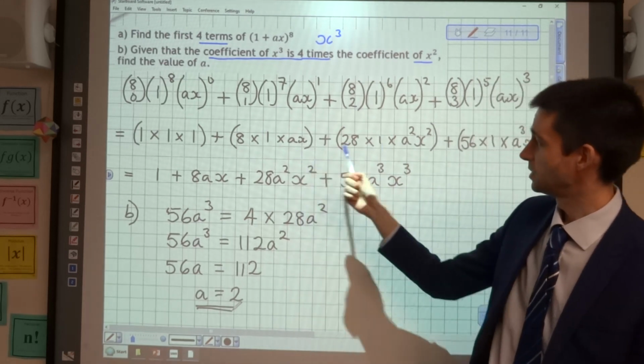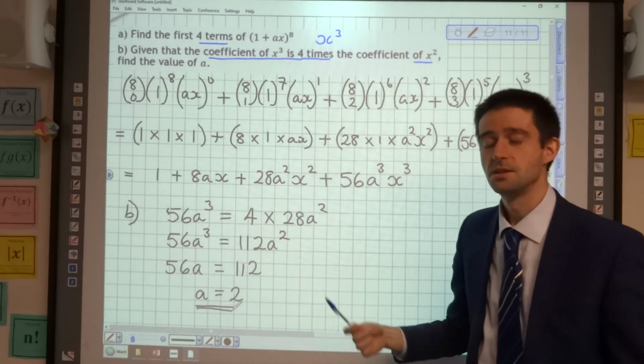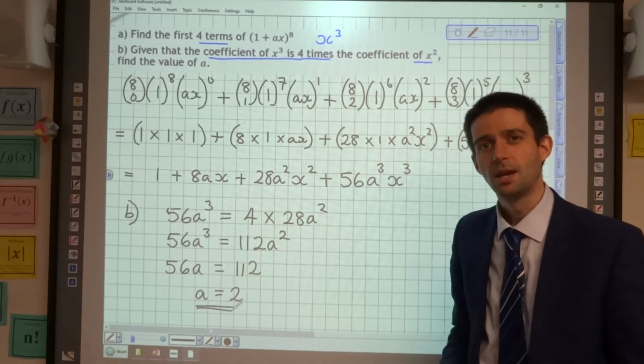So there we go, expanding in terms of an unknown coefficient and solving to find it. Job done. I'll see you in the next video.